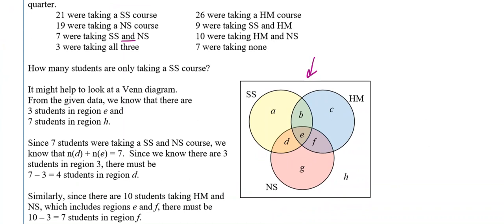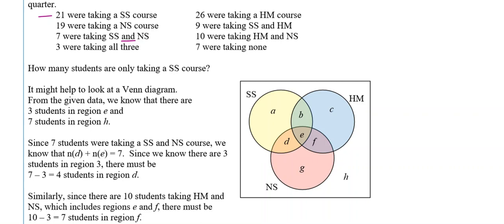So it says how many students are only taking a social science course. Okay, so first off, let's figure out what that means. If this is my social science course, right? If that whole circle is social science course, then in the end, what I've got to do is figure out what A, B, E, and D are, right? I've got to piece this whole thing together. And we're going to do that by putting these numbers in where they go, which is the hard part, right? Figuring out where those numbers go, and then maybe adding or subtracting to get what we need there. So let's start filling this thing in. So it says 21 were taking a social science course.